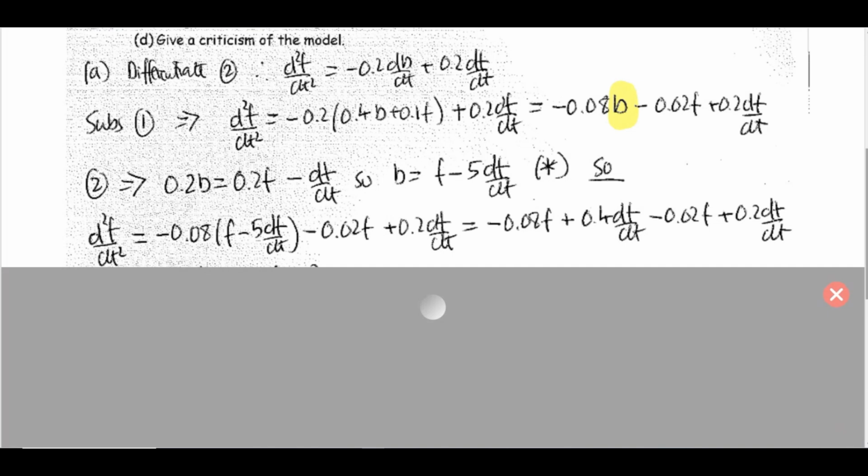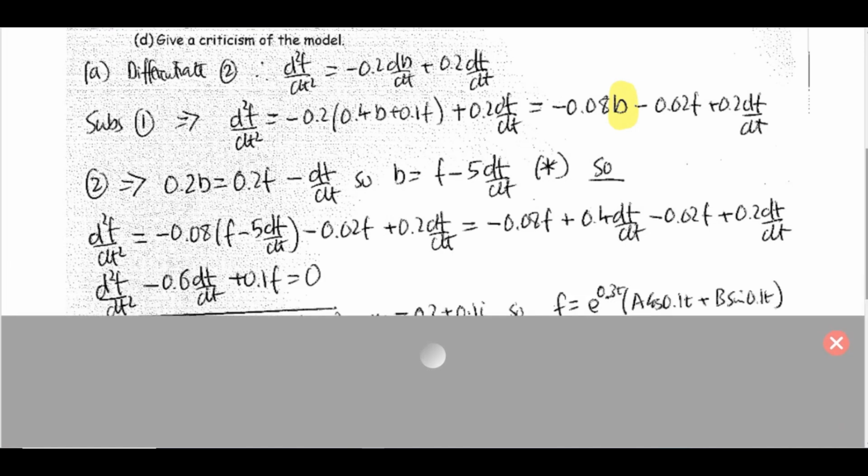If we then collect terms and rearrange, the differential equation does come up. So on the right-hand side, 0.4 df by dt plus 0.2 df by dt is 0.6. Bring it across, we get minus 0.6 df by dt. And then you've got a minus 0.08f minus 0.02f. If you add them together, you get minus 0.1f. Add it across and you get this. So that's part A done.